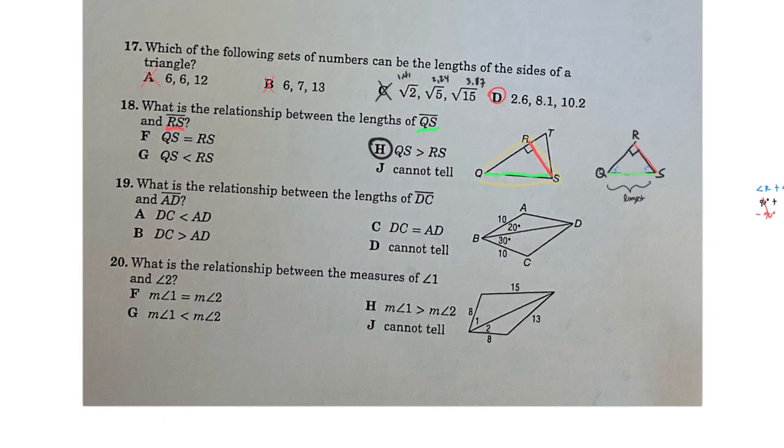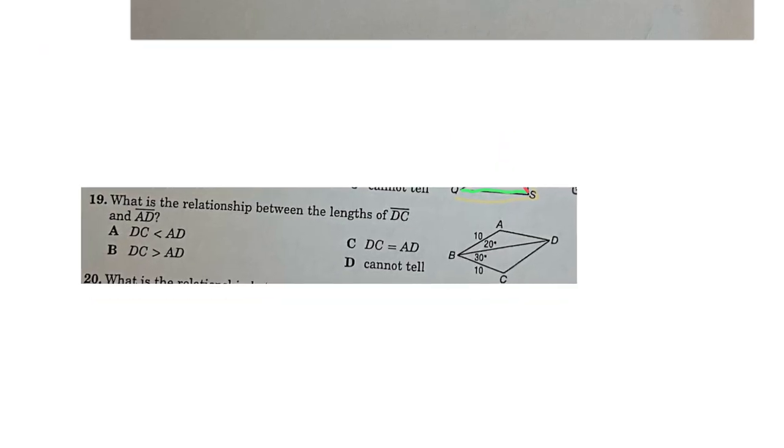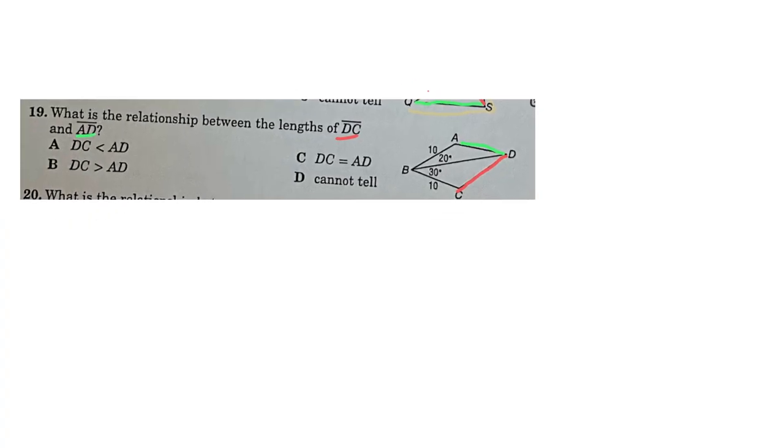What is the relationship between the lengths of DC and AD? All right, so DC will make red. AD we will make green. Okay, this is the hinge theorem. So we can separate the triangles and remind ourselves of what the hinge theorem says.